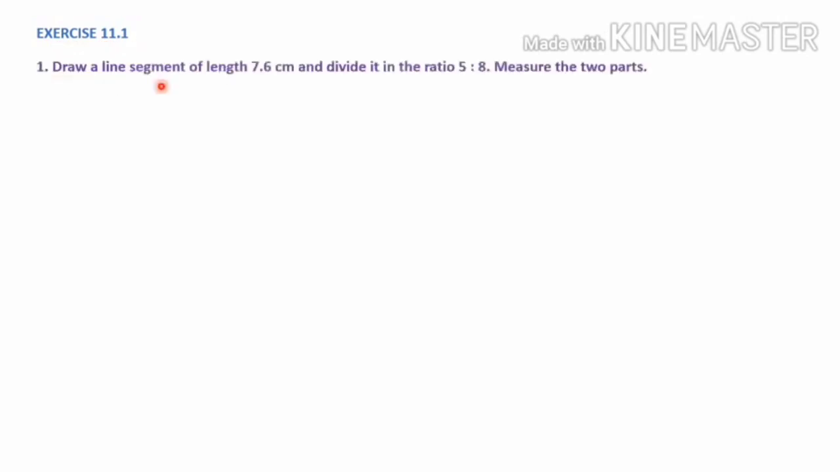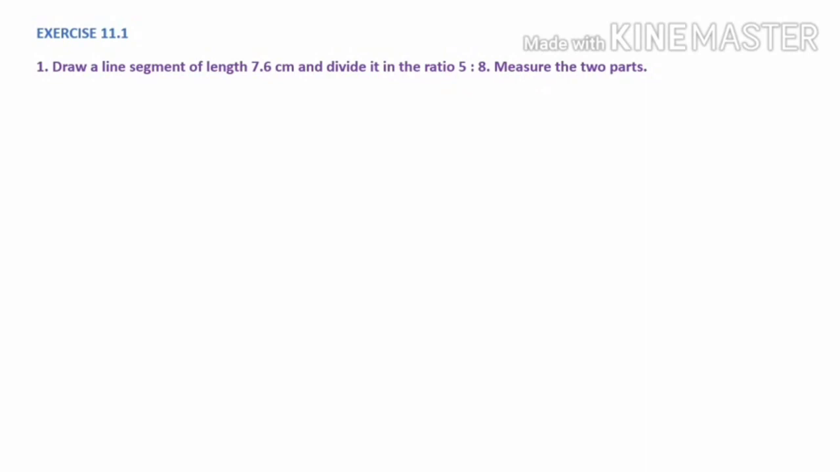Next we shall discuss exercise questions. Exercise 11.1. First question. Draw a line segment of length 7.6 cm and divide it in the ratio 5:8. Measure the 2 parts. We have to draw the line segment of length 7.6 cm and then divide it in the ratio 5:8. Then we have to measure the 2 parts' lengths.